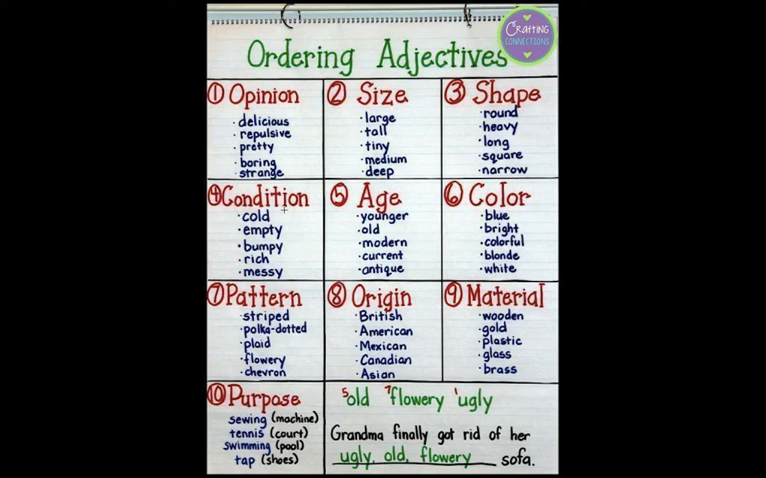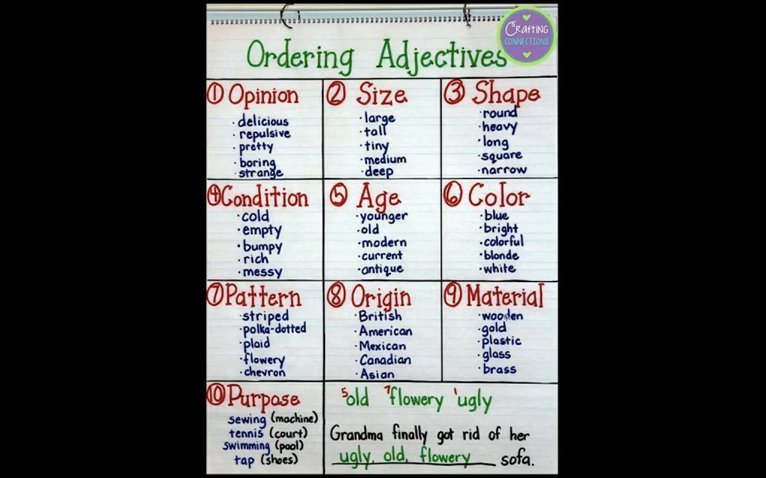Then condition: cold, empty, bumpy, rich, messy. Then we have adjectives that talk about age: younger, old, modern, current, and antique. Then adjectives that talk about color: blue, bright, colorful, blonde, or white. Then pattern, pattern is un patrón, right? Like striped, de líneas, polka dotted, plaid, flowery, and chevron. Origin, el origen, de dónde es. British, American, Mexican, Canadian, Asian, Honduran.